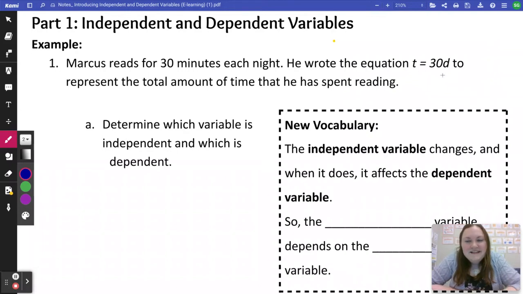We've mentioned already in this equation there are two variables, and one of those variables we call the independent variable, and the other one we call the dependent variable.